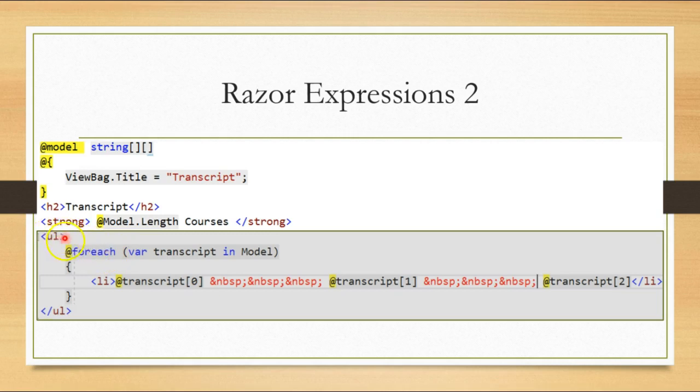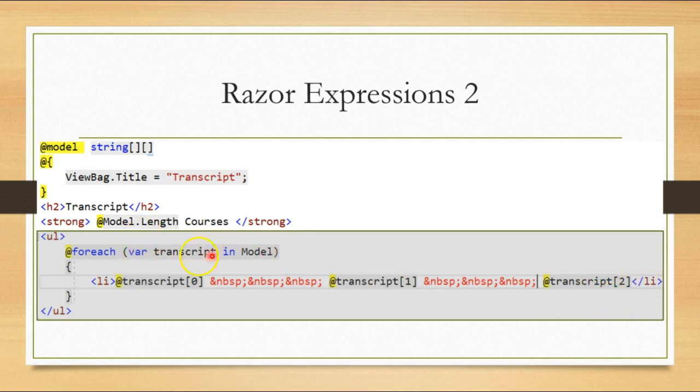We're going to add our UL like we did before. We're going to add our foreach like we saw before with the about. This time we say foreach transcript in the model. And we're going to have an LI here. We're going to do sub-0, which if I remember right was the name of the course. We're going to put 3 spaces in between. We're going to have sub-1, which was the semester the course was offered. And we're going to have 3 more spaces, and we'll have the grade, which is sub-2.